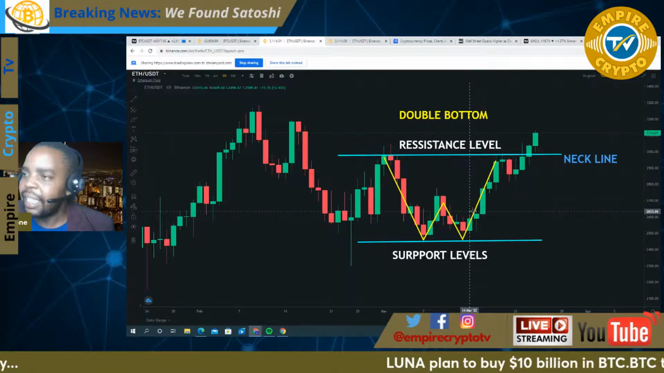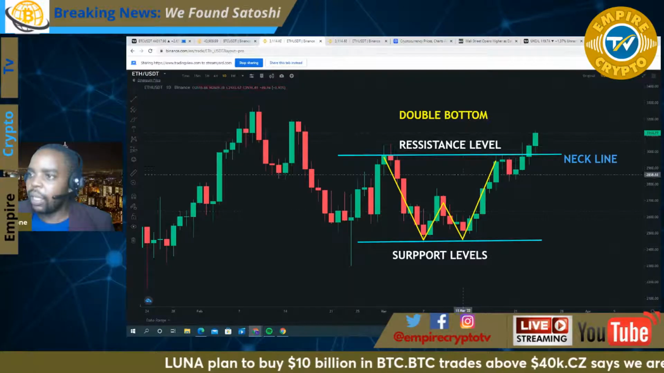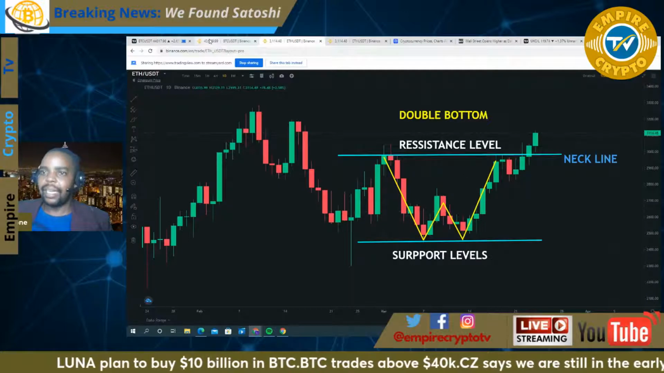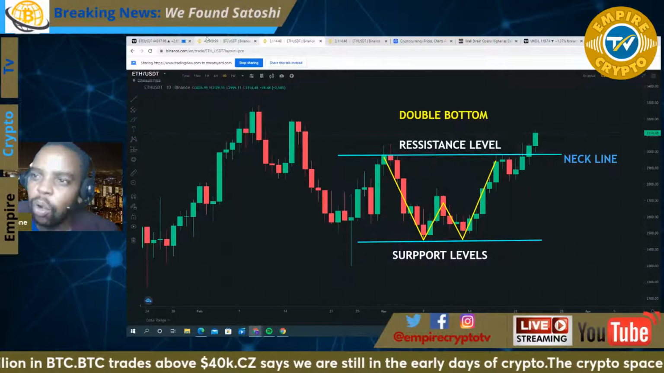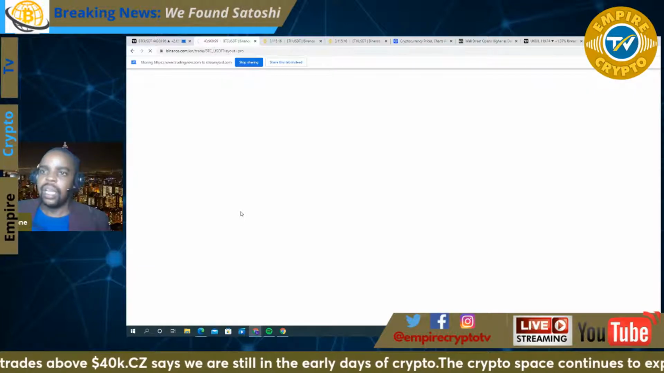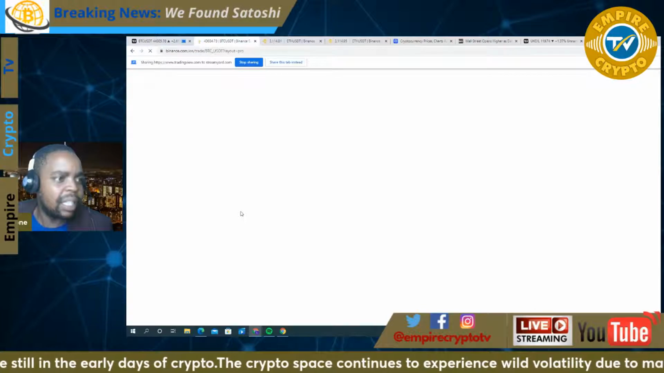Okay, all right, let me look at the chart right now. Let us look at the market as a whole. Bitcoin right now is also having some common patterns, I think I've put some in as well, trading at $43,000 and higher.